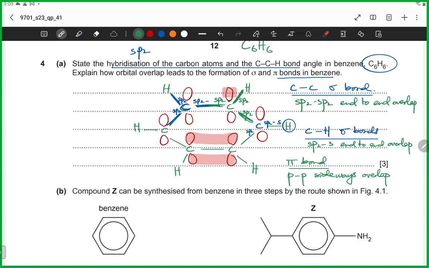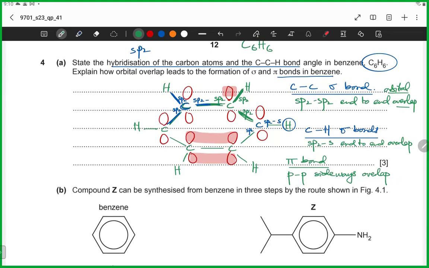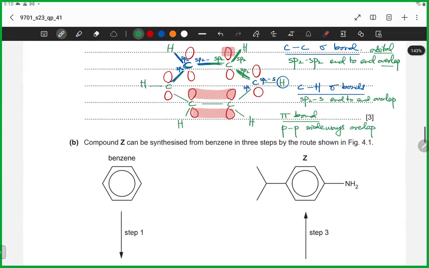Okay, just explain this a little bit. It's an sp2 orbital, sp2 orbital overlap. I forgot the word orbital over here, so just add the word orbital over here. sp2s orbital overlap and a p and p sideways orbital overlap. Just add the word orbital to all of this.